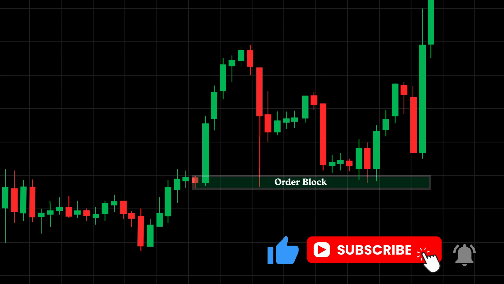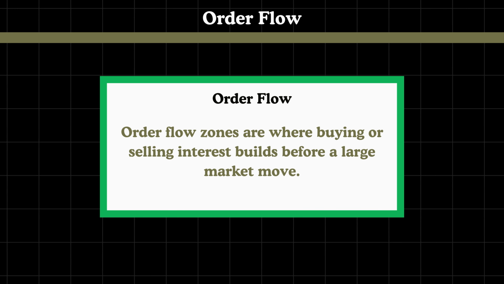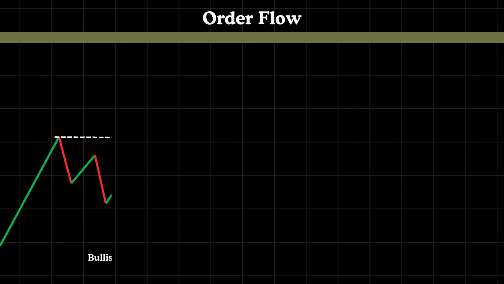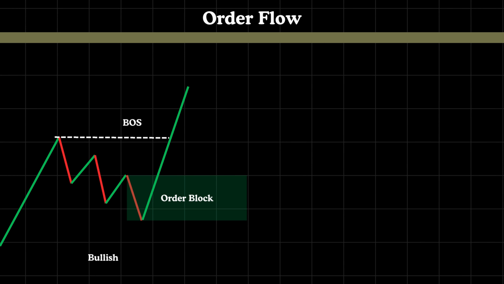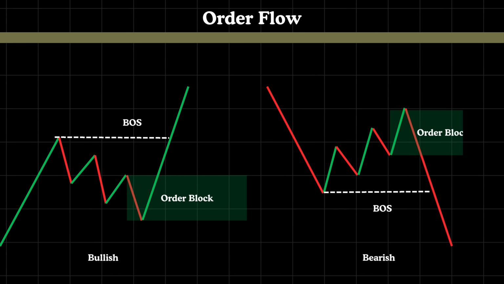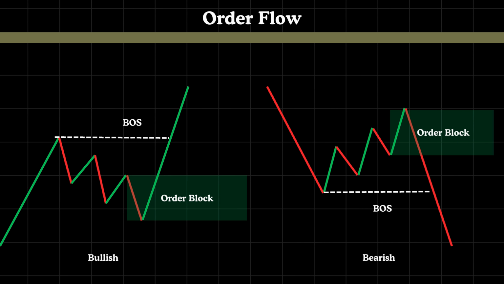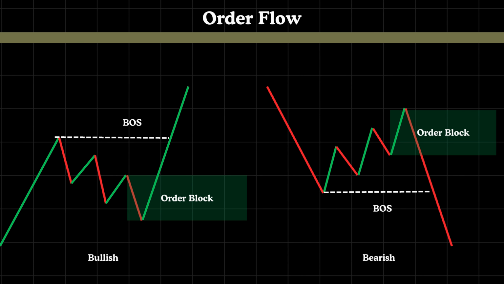Order flow zones are where buying or selling interest builds before a large market move. A bullish order flow happens when bearish pressure appears right before a bullish breakout. Likewise, a bearish order flow happens when bullish pressure shows up before a bearish move. These order flow zones are recognized as key supply and demand levels in smart money concepts.